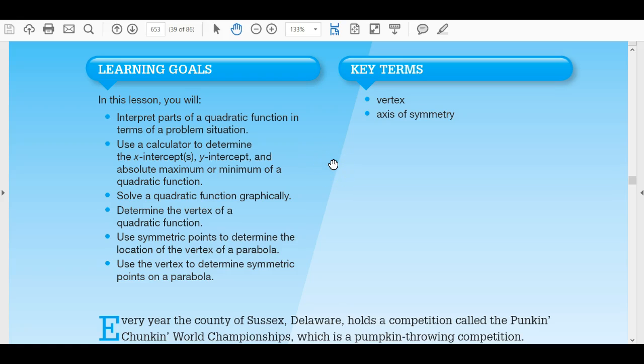And we're going to use the calculator to determine the x-intercepts, the y-intercept, absolute max or min of a quadratic function. We're going to solve it graphically. Well, I hate this word here because a function is not solved, right? A function is just a tool. We've talked about that before, how you don't solve a fraction bar, right? So we're not going to solve a function either, okay?